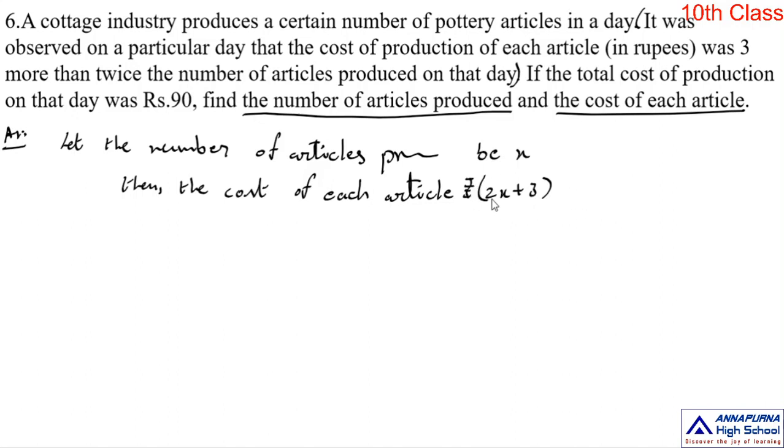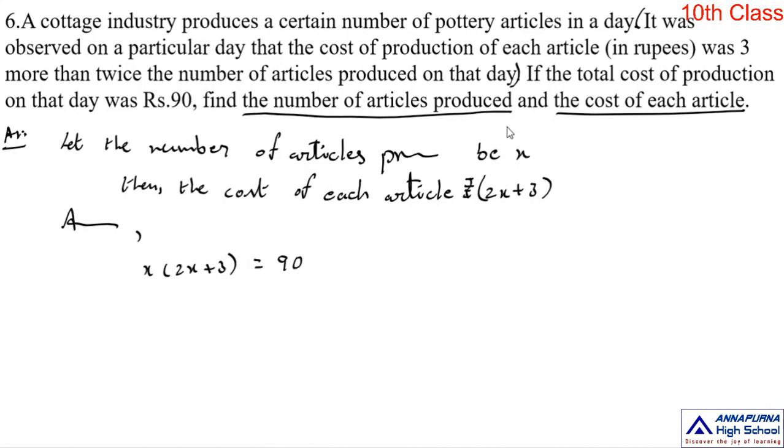Okay. So according to the question, the total cost of production was 90 rupees. So from these two quantities, how to find the total cost? On that particular day, if you produced x articles and each article costs 2x plus 3 rupees, then what is the total cost of x articles? By multiplying these two quantities. So x into 2x plus 3 represents the total cost of articles produced on that day. Okay, so it is equal to 90.